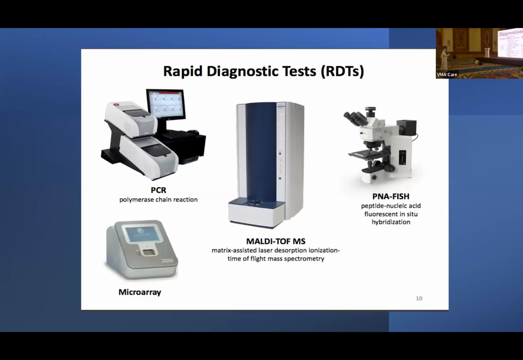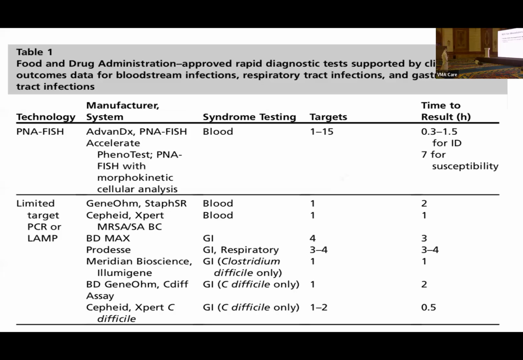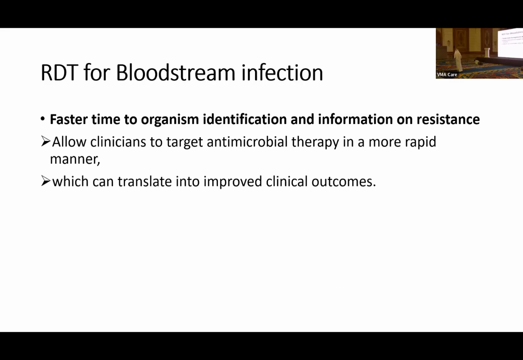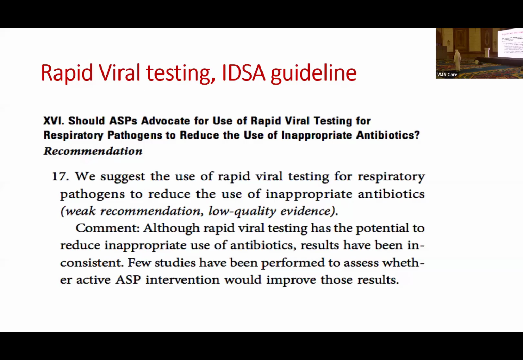So this is the target for each RDT. I will go quickly over it because we have an exercise at the end. For bloodstream infection, it allows the clinician to target antimicrobial therapy in a more rapid manner, which can improve clinical outcome. Let's move to the second guideline, related to respiratory illness. They mentioned: we suggest the use of rapid viral testing for respiratory pathogens to reduce the use of inappropriate antibiotics. Again, they recommend the rapid diagnostic test for viral illness.